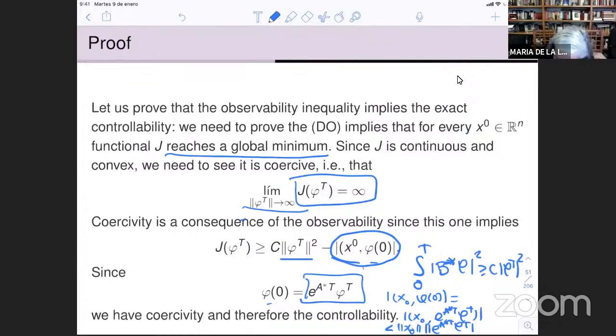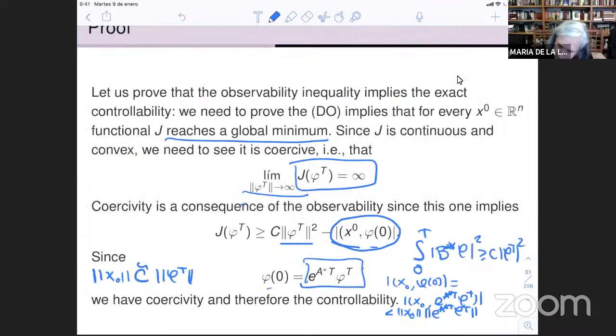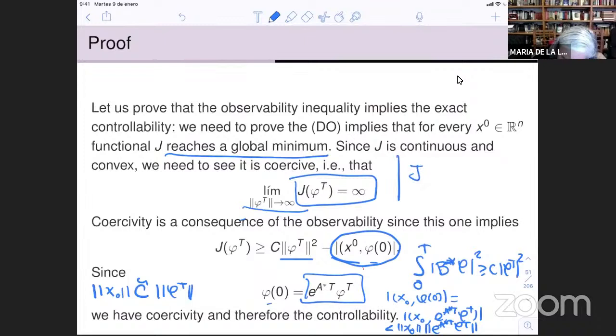And here we have a constant. So we get that this is less or equal than the norm of x zero times a constant C tilde times the norm of phi t, okay? And you get that here J of phi t is greater or equal than C, the norm of phi t squared, minus this C tilde x zero, the norm of phi t, okay?